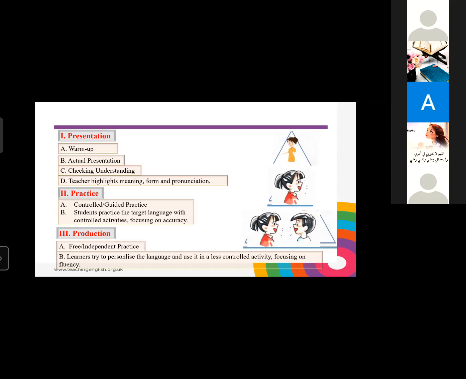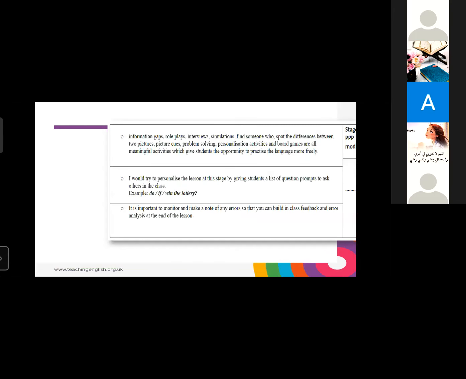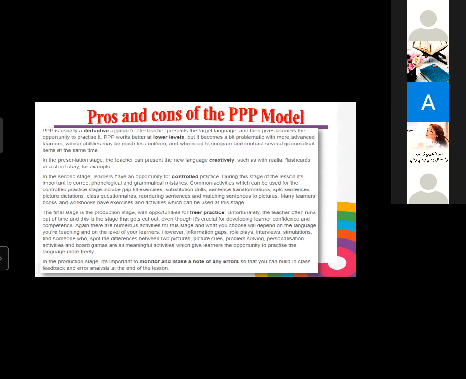Ms. Ferdous, I think the teacher here does not need to focus on accuracy for the learners, because learners can make some mistakes. Yeah, of course. Okay, so let's check our understanding and see the pros and cons of this approach.